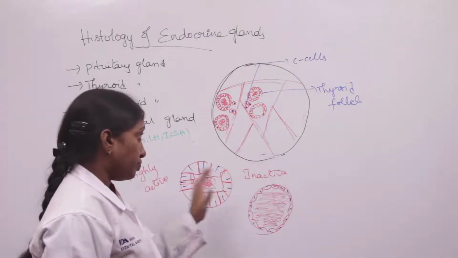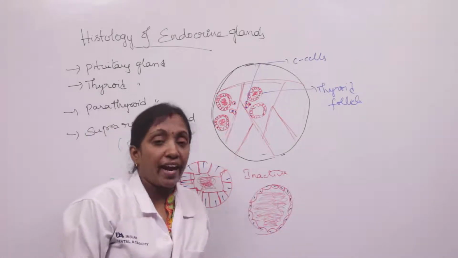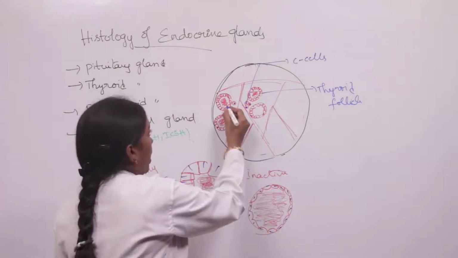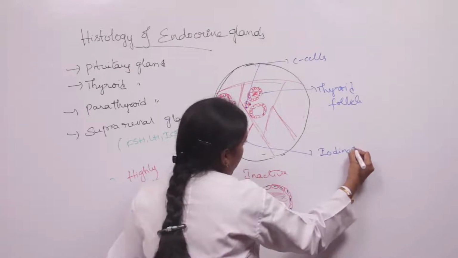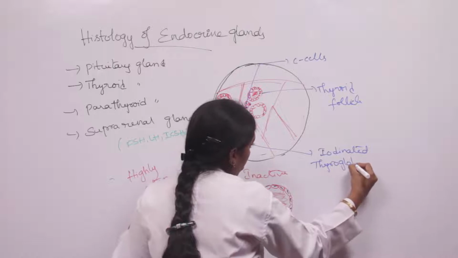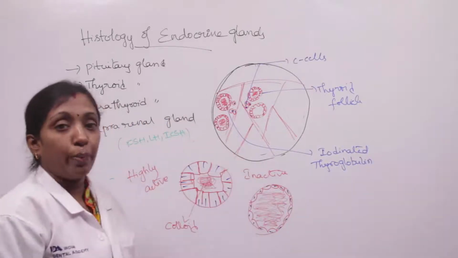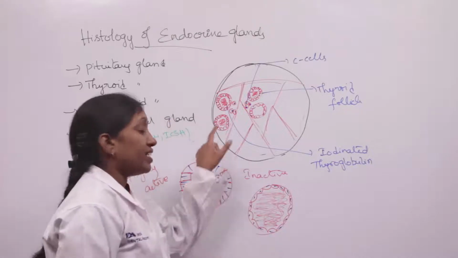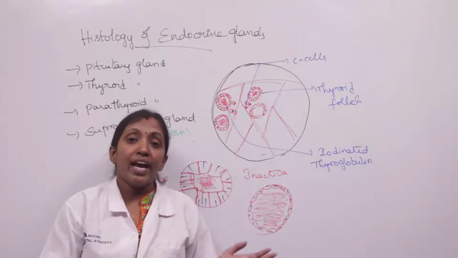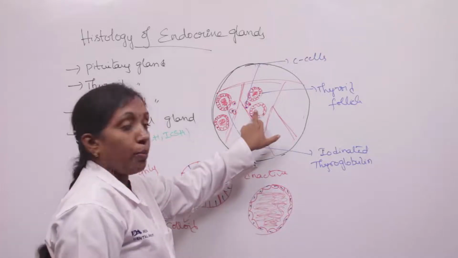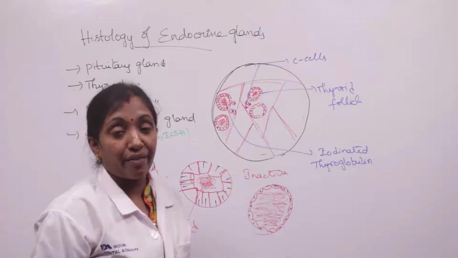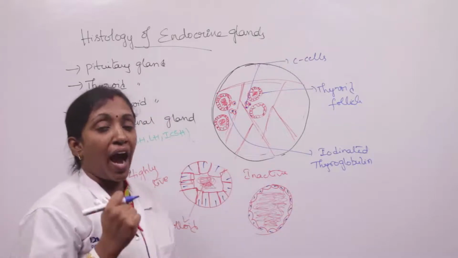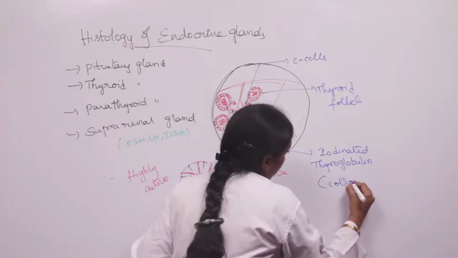When we take the thyroid follicles, we know that the thyroid gland releases the hormones T3 and T4. This colloid we call iodinated thyroglobulin. The thyroglobulin is synthesized by the endoplasmic reticulum present in the follicular cells. It is packed by the Golgi apparatus and thrown into the follicular cavity by exocytosis. In the follicular cavity, thyroglobulin combines with iodine to form iodinated thyroglobulin, otherwise called colloid.